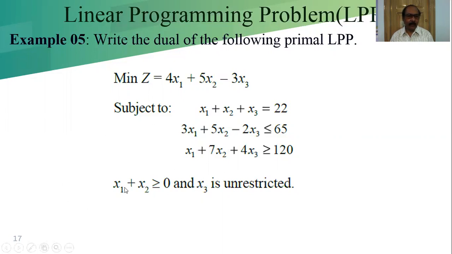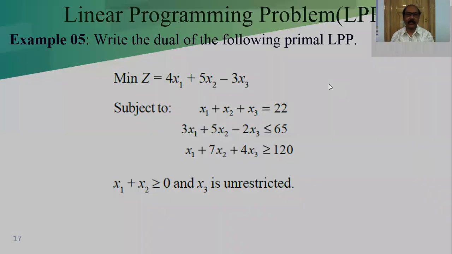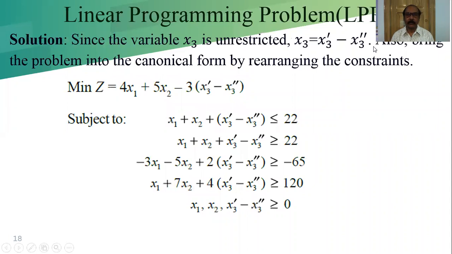From the given problem, this should be x1, x2 greater than or equal to 0 and x3 is unrestricted in sign. Since the variable x3 is unrestricted in sign, we can replace x3 by x3 dash minus x3 double dash, where x3 dash and x3 double dash are greater than or equal to 0. Also bring the problem into the canonical form.